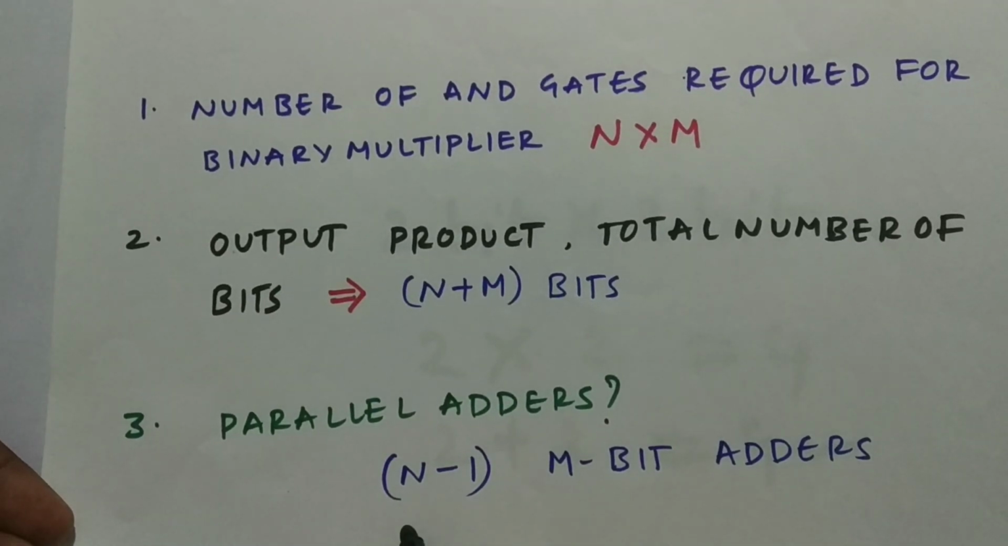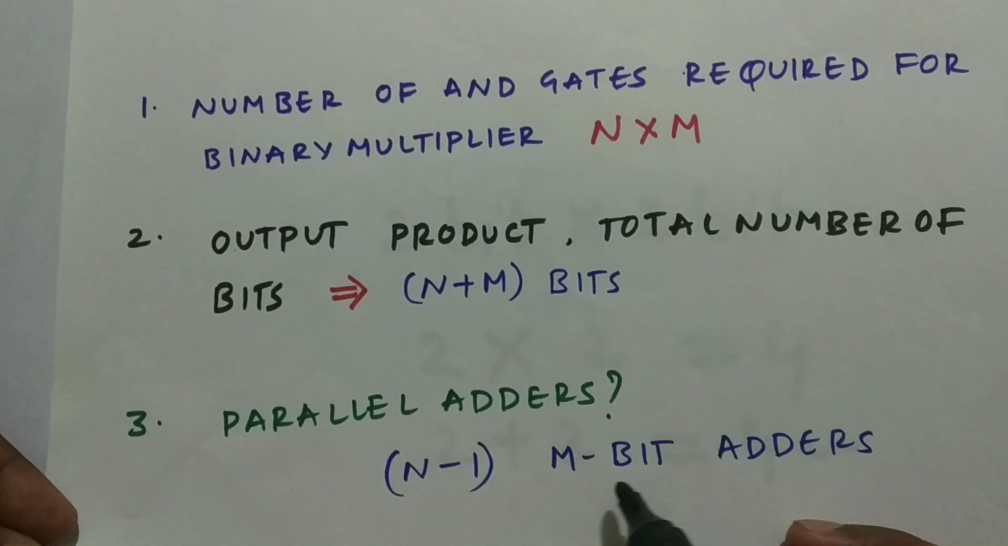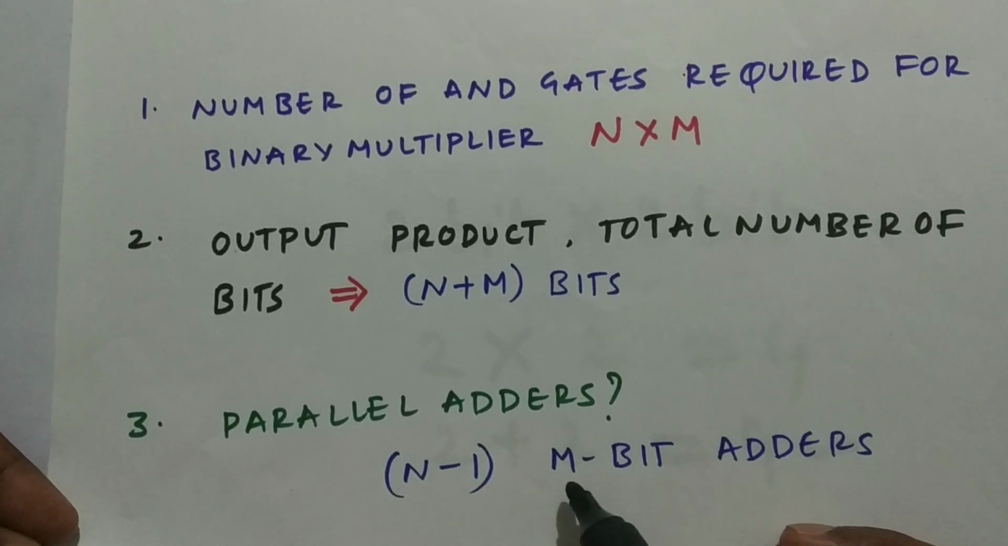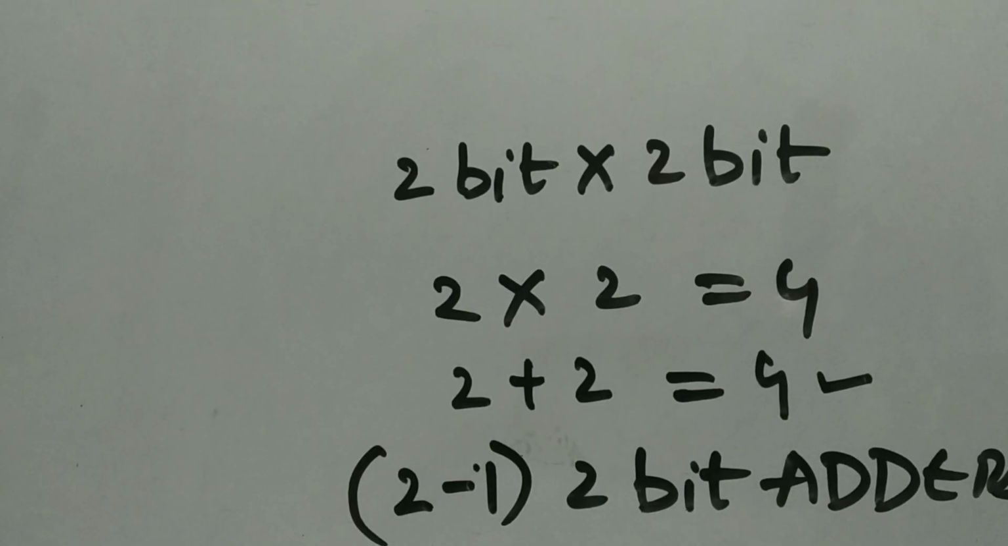Now let us look at how many parallel adders we need. We need n minus 1 adders, and each is an m-bit adder. So what is n in 2 by 2? We require 1 2-bit adder.